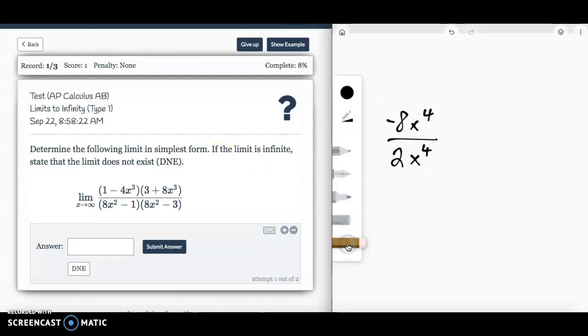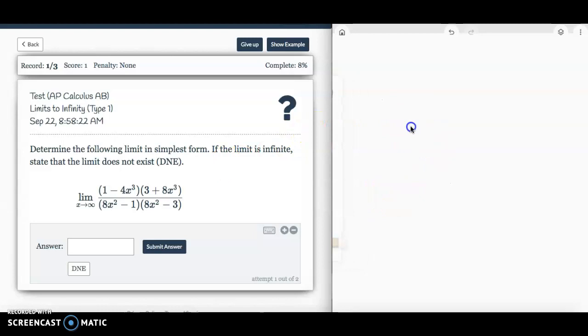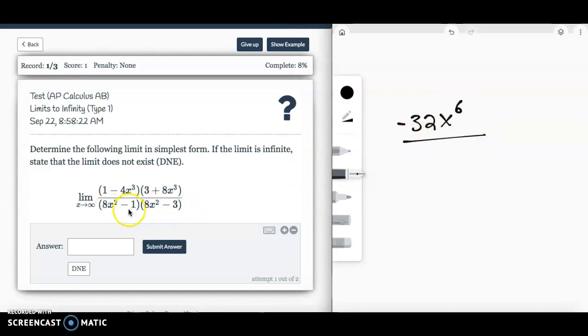All right, we can do the same thing for this problem. We're just going to compare where our highest degrees would end up being. On the top, my highest degree if I FOILed everything out would be a negative 4x cubed times my 8x cubed. So that would end up giving me a negative 32x to the 6th. And then on the bottom, my largest degree would be 8x squared times 8x squared. So that would end up getting me 64x to the fourth.